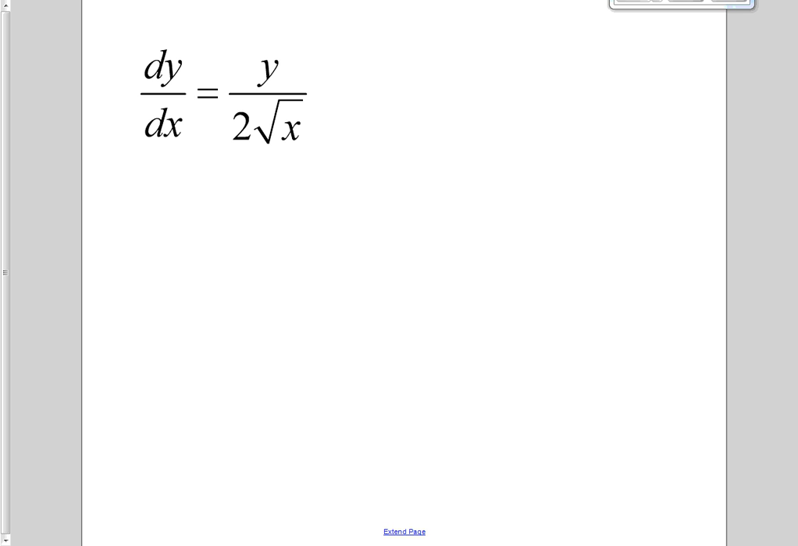I can see that cross multiplying is not going to work here. I still have the same situation where I have dy dx on one side and I have both an x and a y on the other. But cross multiplying is not going to help me.